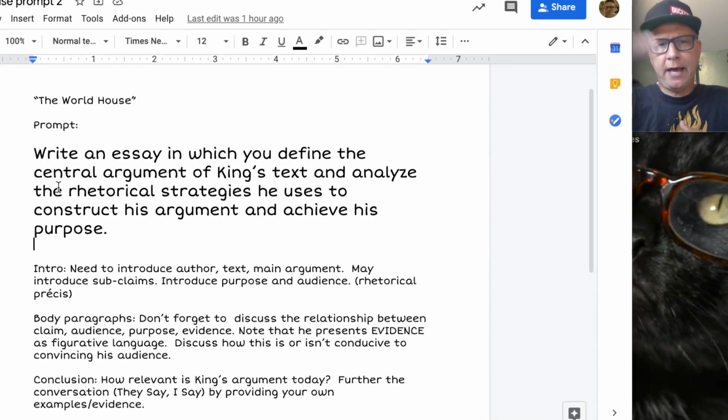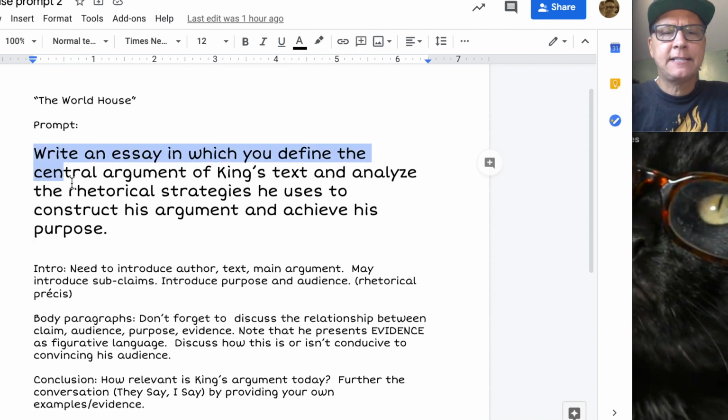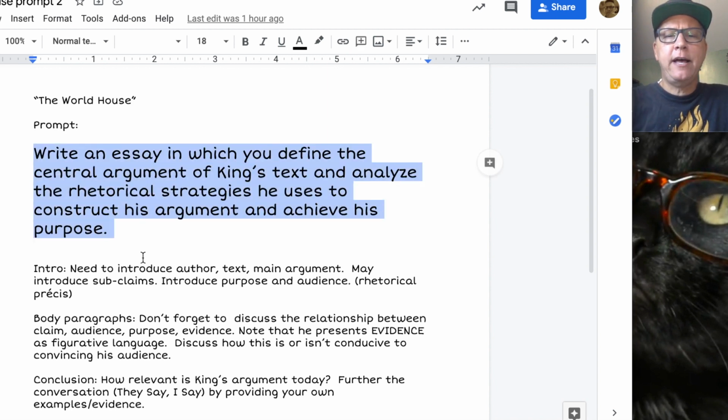Obviously, the prompt will have some sort of background information in it, and then it will get to the actual writing task. So this is a sample of a writing task that you might come across. Write an essay in which you define the central argument of King's text, in this case, but it could be any text, and analyze the rhetorical strategies. It might say rhetorical strategies, it might say rhetorical devices, that he uses to construct his argument and achieve his purpose.